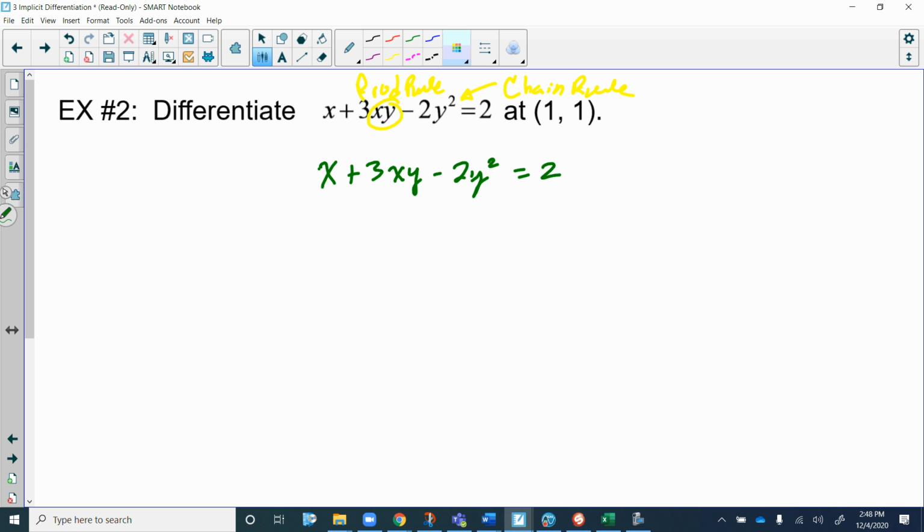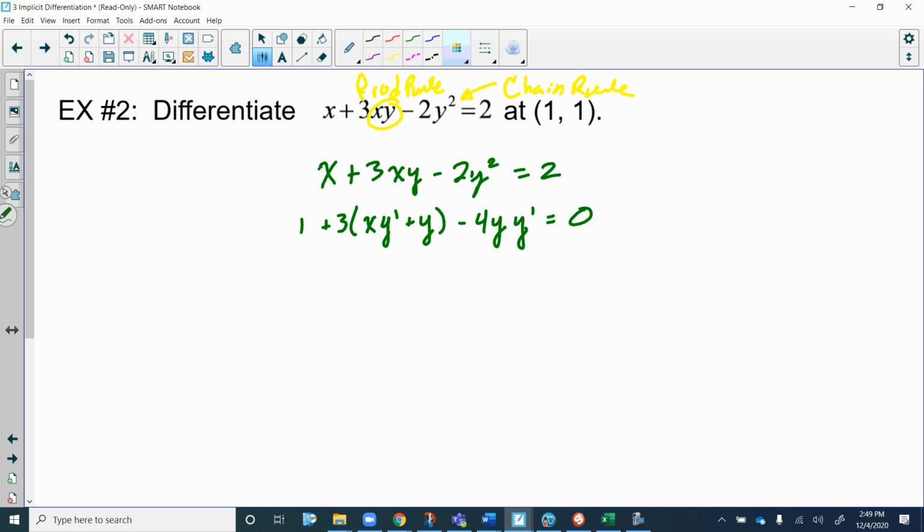So the derivative of x is just 1. Here we're going to use the product rule. So I'm going to get x times y prime plus 1y for the product rule, just like what we saw in the last example. And here we're going to have to use the chain rule on the negative 2y squared. So the derivative of the whole thing will be negative 4y. The derivative of the inside part is just the y value itself, so that would be y prime, to be equal to 0.